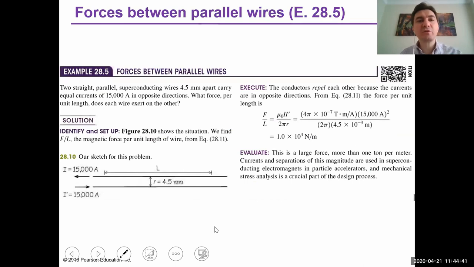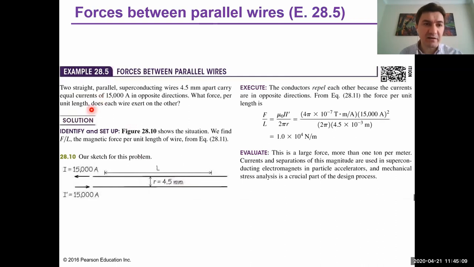Then let me continue with forces between parallel wires. So let's consider 2 straight parallel superconducting wires. Here we have 1 superconducting wire. Here we have another superconducting wire. They are 4.5 millimeters apart from each other. This is the distance between the wires, less than 1 centimeter, okay, 0.5 centimeters, something like this.